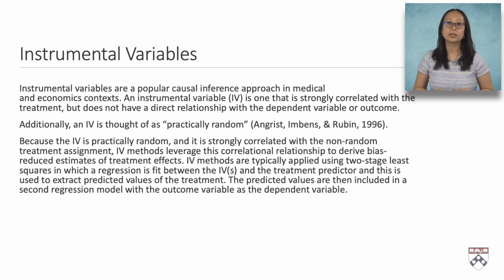IV methods are typically applied using two-stage least squares, in which a regression model is fit between the IV or IVs and the treatment predictor. And this is used to extract predicted values of the treatment, which are then fed into a second regression model in which we are trying to estimate the outcome variable, and use the predicted values from the first regression as part of the model with the outcome as a dependent variable.